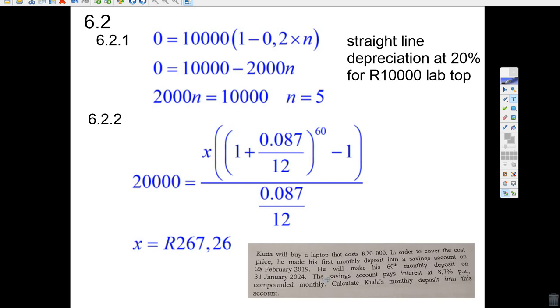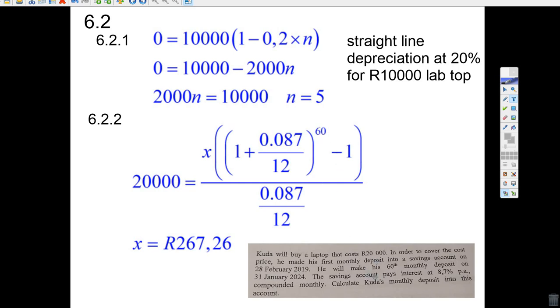Now, this person says, I'm going to buy a laptop. I need to save for a laptop. That's future value. It's going to be 20,000 Rand there in the future. And then you just put it into the formula. There's your payment that you're trying to figure out. It's 1 plus, hey, and they said the same 0.087. That makes me feel like I got it right. 0.087 divided by 12. And they even tell you in the story that he makes exactly 60 payments.